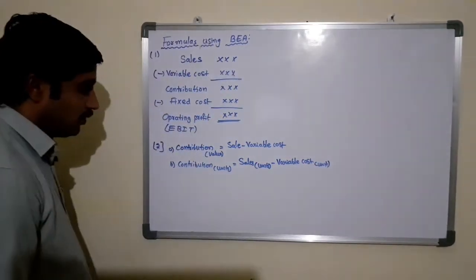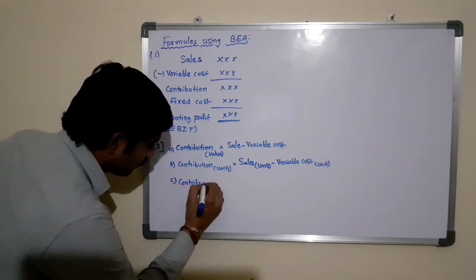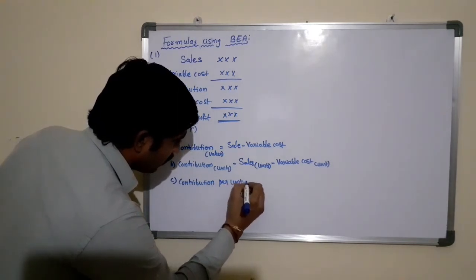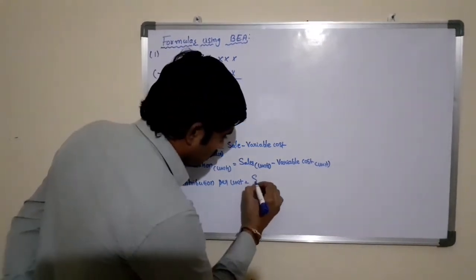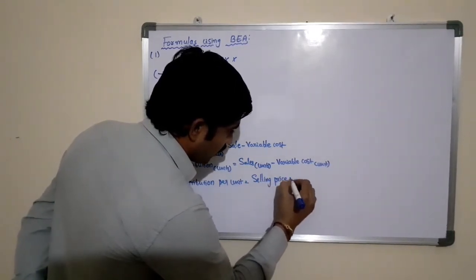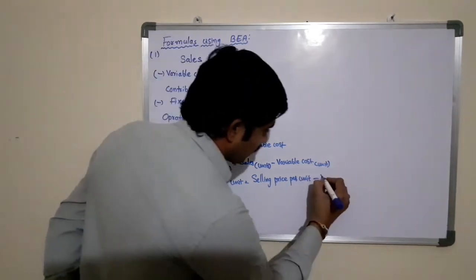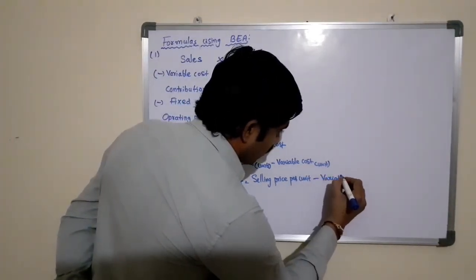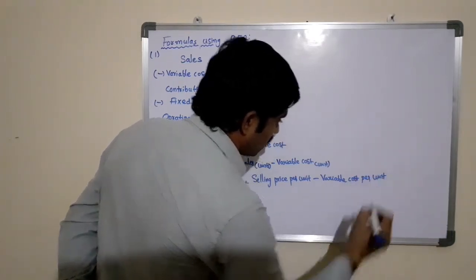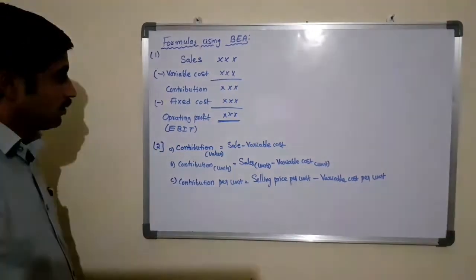The third one is contribution per unit. That is selling price per unit minus variable cost per unit. This is a formula or equation used to determine contribution per unit.